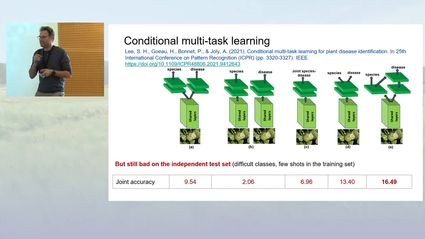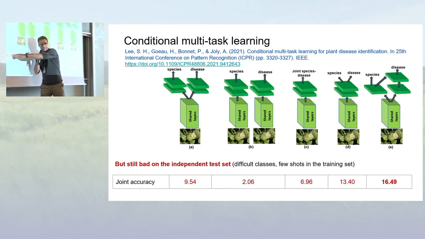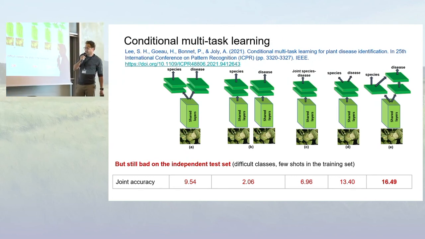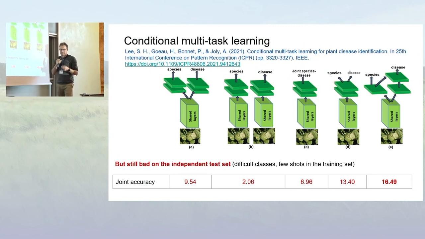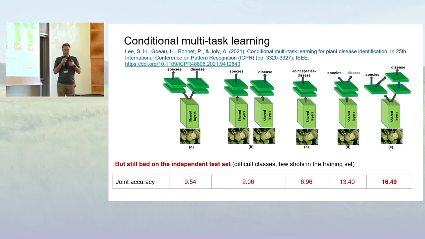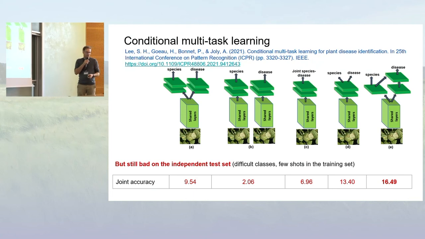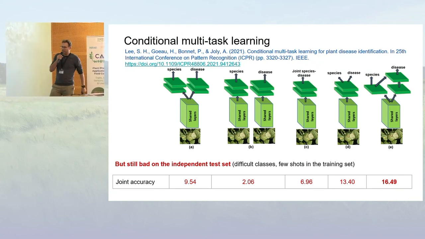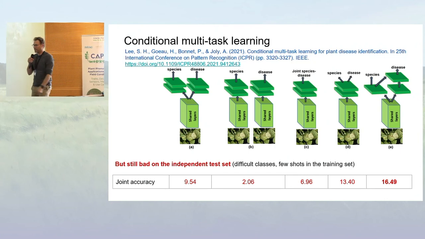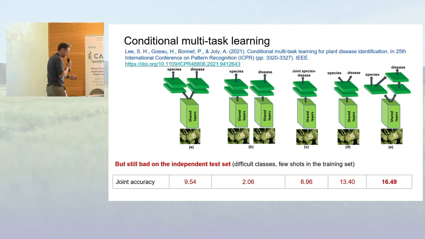But if we now evaluate on the independent test set of INRAE, the performance is still very bad. The main reasons are that these are difficult classes, with not a lot of training data in the datasets, and there are some shifts between the protocol they use to create this data and what we have in the training set, in terms of the protocol, the visual appearance, and things like that. So we still need to progress on that.